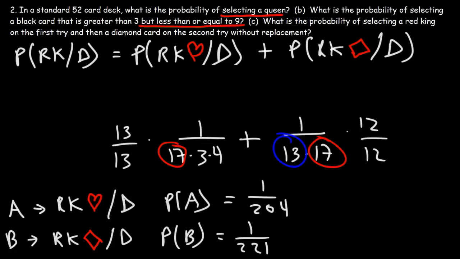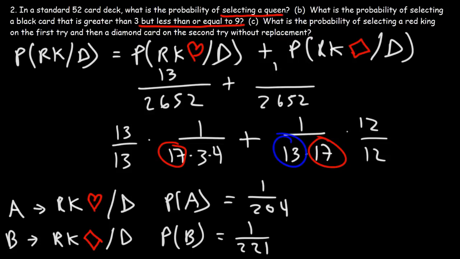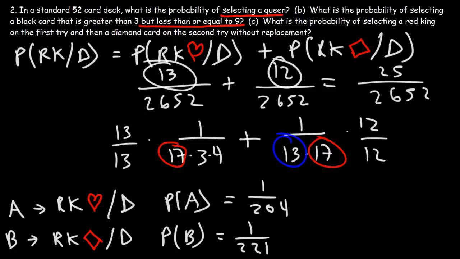So 13 times 17 times 3 times 4 is 2,652. 13 times 17 times 12 is the same thing, 2,652. So now we can add 13 plus 12, which is 25. So this right here is the final answer, 25 over 2,652. That is the probability of getting a red king on the first try and then a diamond card on the second try without replacement.